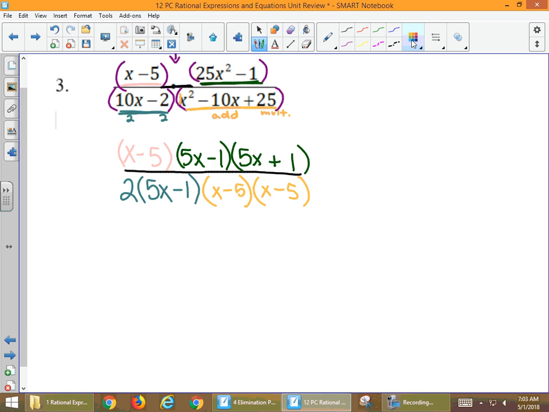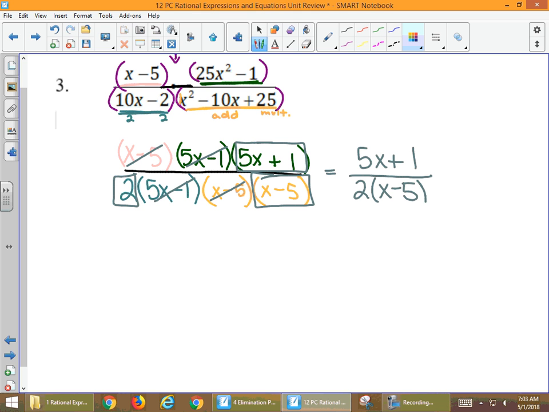Now I'm going to cancel. So I can cancel an x minus 5. I can cancel 5x minus 1. And that's it. So just be careful that you make sure you capture everything that's left. So the only binomial left in my numerator is 5x plus 1. And what's left in my denominator, don't forget the 2 out here, is 2 times x minus 5. I almost never multiply out the denominator. I like that factored form.